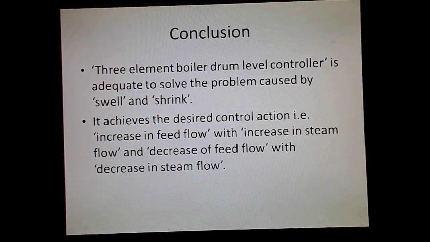The 3-element boiler drum level controller is adequate to solve the problem caused by swell and shrink. It achieves the desired control action, that is, increase in feed flow with increase in steam flow, and decrease of feed flow with decrease in steam flow.